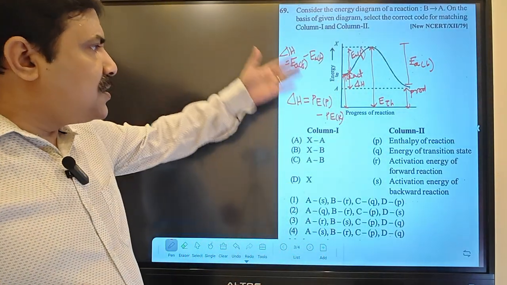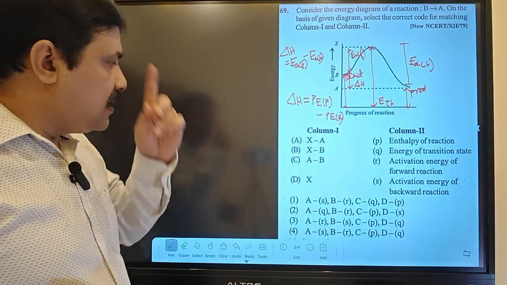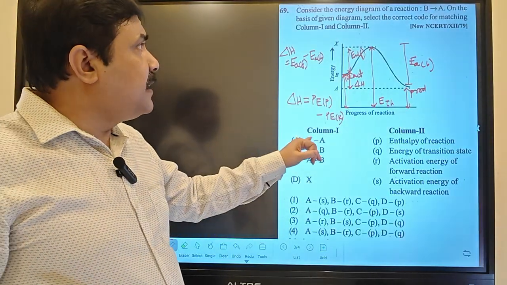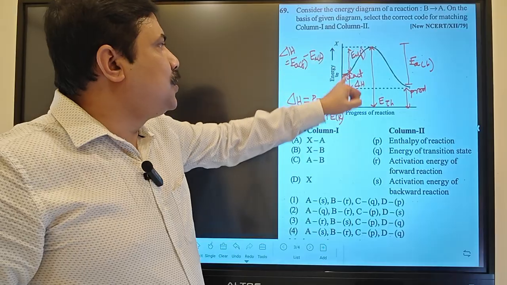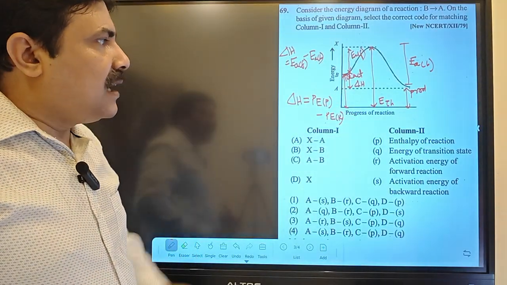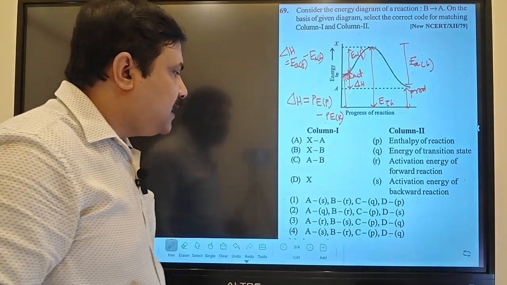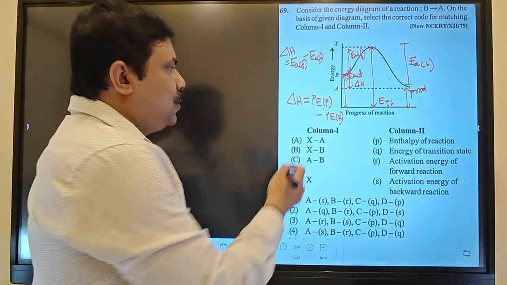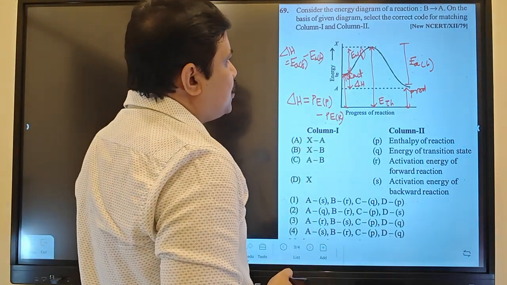Now based on that, the questions they are asking. If you look at XA, that means this level to this level, they are asking XA. So XA means X to A. Then they are asking X to B.